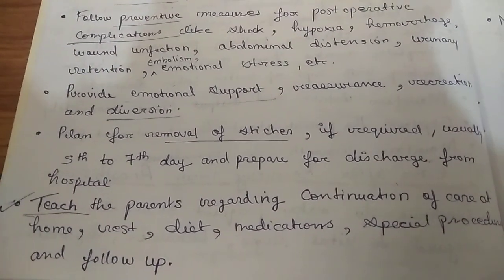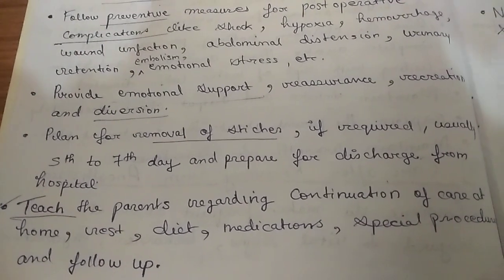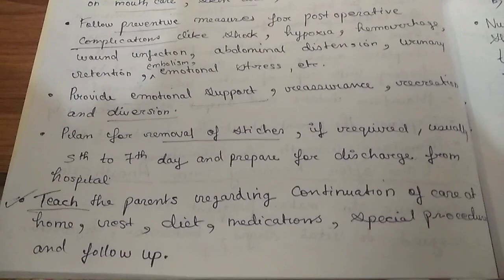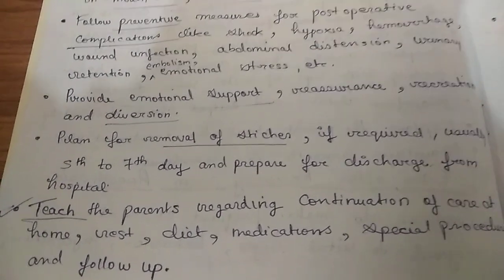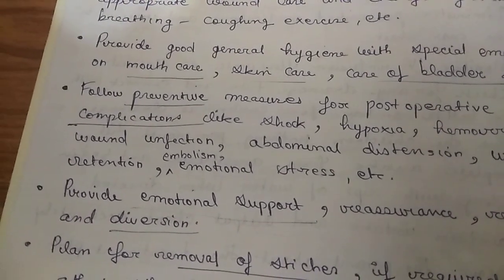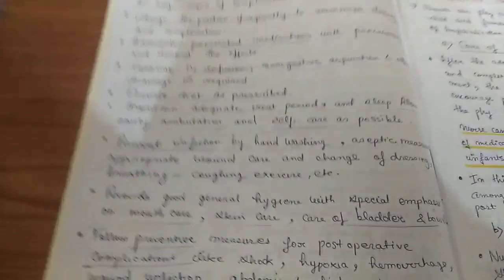Then teach the parents as well as the child regarding the continuous care of the child at home, and rest, diet, and medication. All those health education can be given to the child. So that was all about post-operative care which we are giving to a hospitalized child in the pediatric sector. In simple words, I have explained.